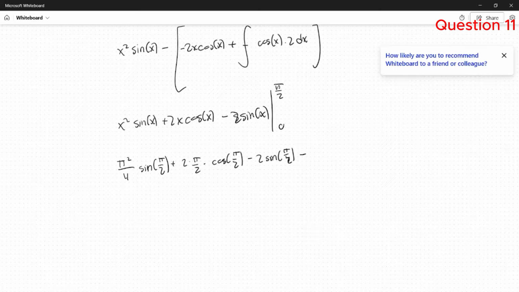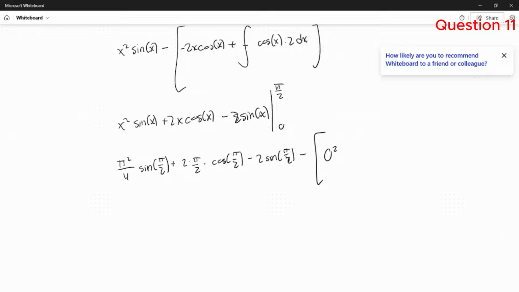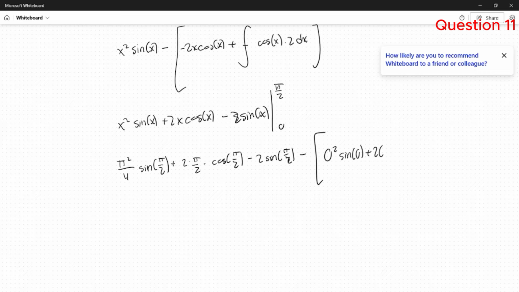And then we do the same thing here. 0 squared, so maybe I'll keep it actually. 0 squared sine of 0 plus 2 times 0 cosine of 0 minus 2 sine of 0.